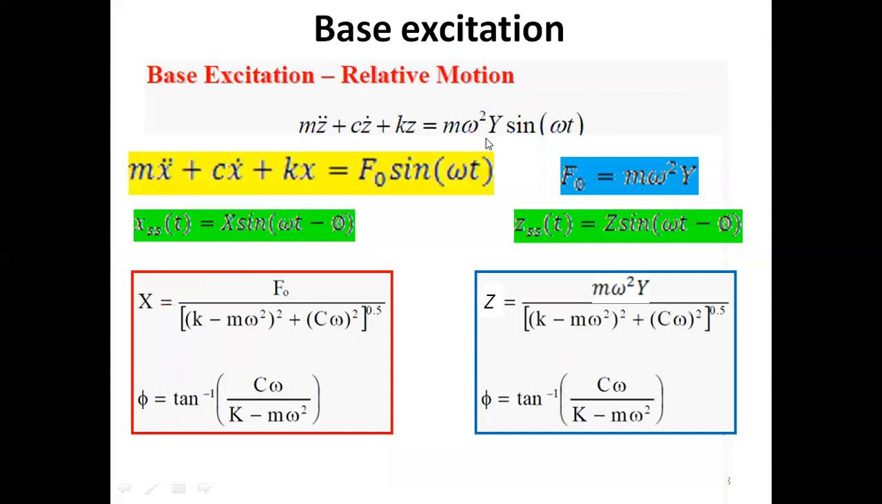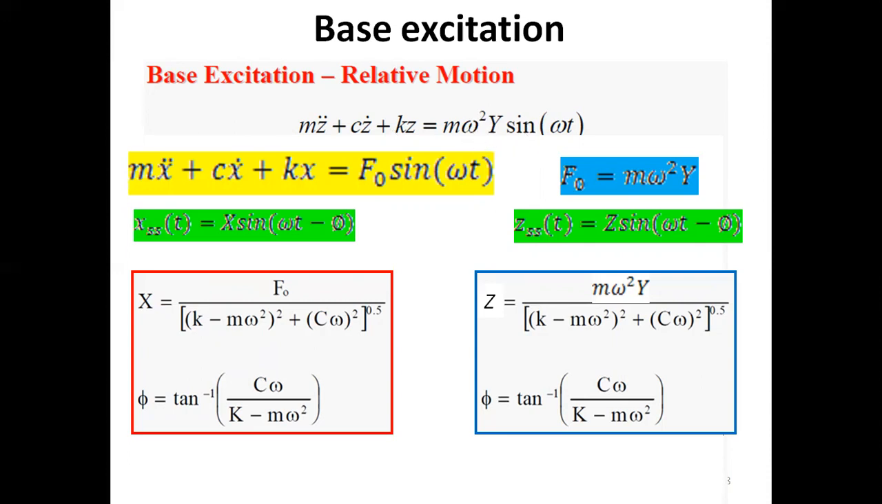So we got the equation of motion in terms of relative displacement z. Next, if we look at the equation, again we have a second order differential equation, which is a non-homogeneous differential equation here, because again we have a function of time. This is not zero, so it is a non-homogeneous differential equation.